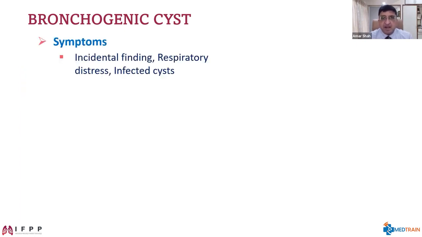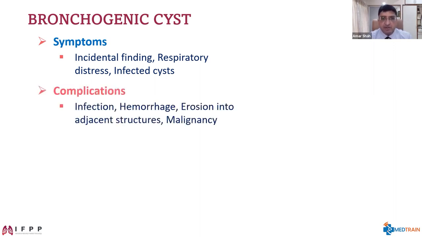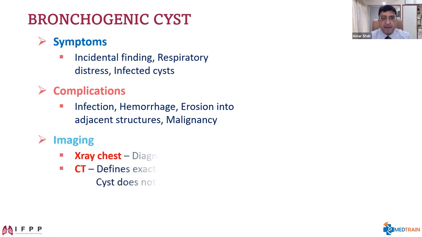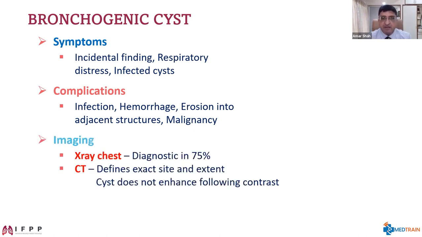Again, it may be an incidental finding or it may cause respiratory distress. Sometimes bronchogenic cysts may also get infected and it may be a cause that can be identified when the child develops symptoms of infection. Complications include infection, hemorrhage, erosion into the adjacent structures, and malignancy. X-ray chest is diagnostic in almost 75% of the cases. A CT scan of the chest defines the exact site and the size of the cyst. When a contrast is given, the cyst does not enhance and it helps in clinching the diagnosis.